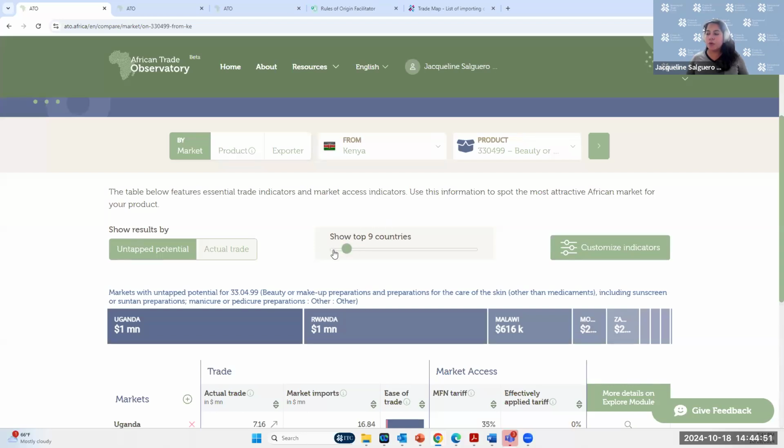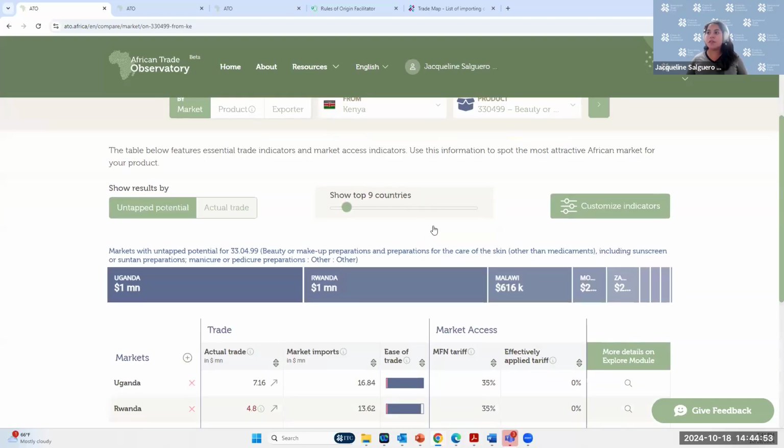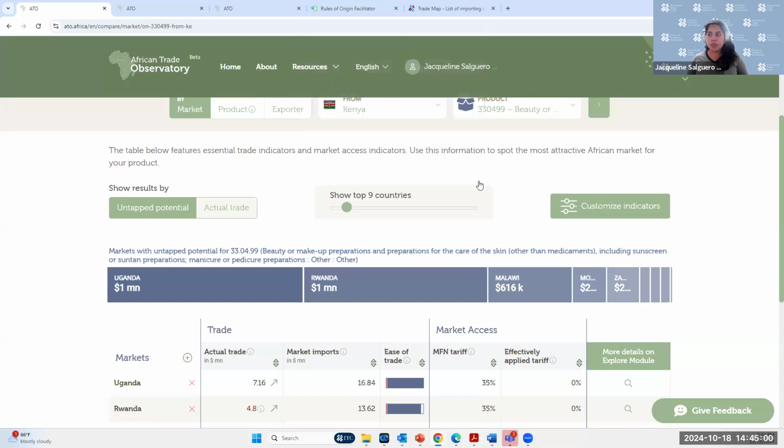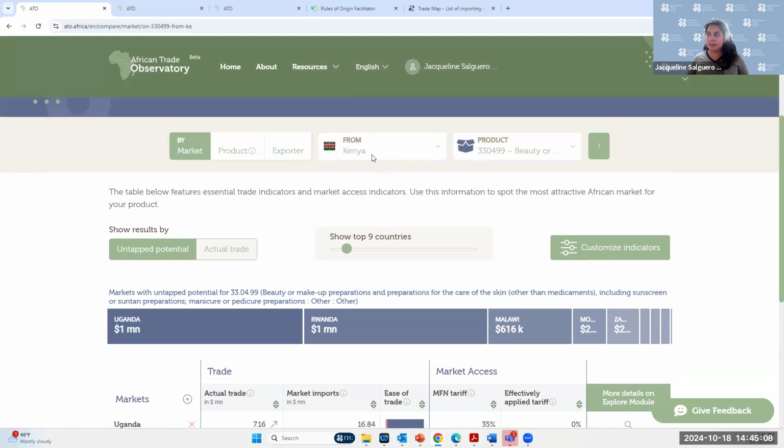Now, what if you don't want to use the untapped potential? So you say, I just want to use the actual trade. I just want to rank countries based on how much this country is importing from Kenya for this particular product. So if you want to do that, sorry, I think I need to refresh my computer.